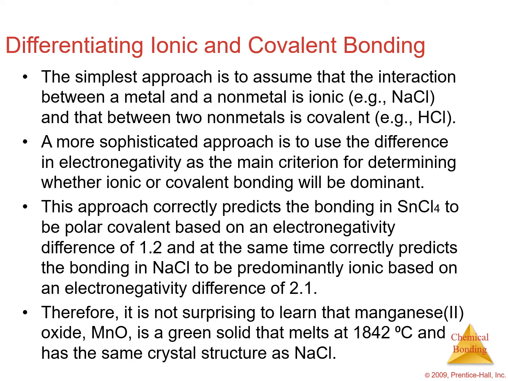This approach correctly predicts the bonding in SnCl4 to be polar covalent based on an electronegativity difference of 1.2, and at the same time correctly predicts the bonding in NaCl to be predominantly ionic based on an electronegativity difference of 2.1. Therefore, it is not surprising to learn that, for example, manganese(II) oxide, MnO, is a green solid that melts at 1842 degrees centigrade and has the same crystal structure as NaCl.